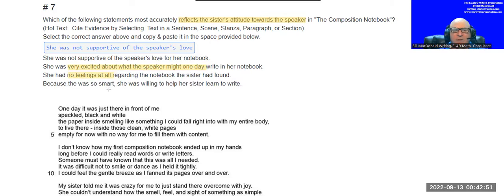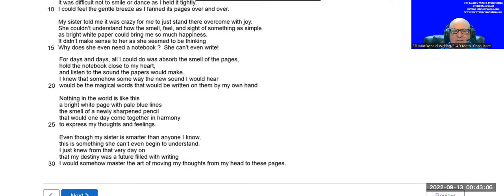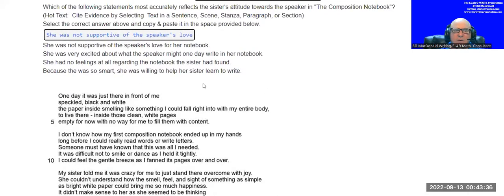Yes, she was smart because it mentions it down below. Look down at our last stanza. Even though my sister is smarter than I know, there is something that she can't even begin to understand. Okay? So that one doesn't sound like someone who is going to use her intelligence to help someone out. It's going to be that she's just not supportive of her sister's love for her notebook. As you can see, the answer's in there. It just fits enough to kind of give you a guideline. So that's what would show up.